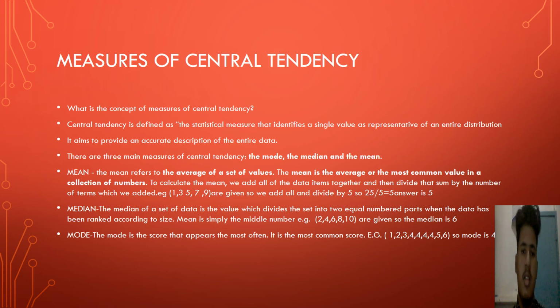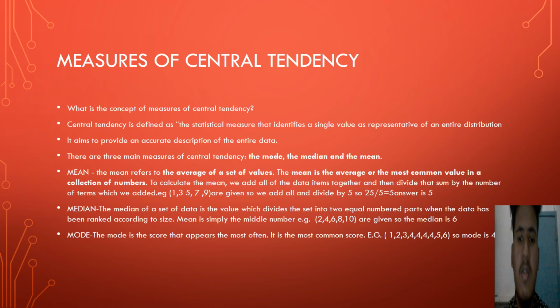Mean refers to the average of a set of values. The mean is the average or the most common value in the collection of the numbers. To calculate the mean, we add all the data items together and divide that sum by the number of terms which we added. Example, the numbers given are 1, 3, 5, 7, 9. We add all, that is 25, and the number present is 5. 25 divided by 5, the mean is 5.